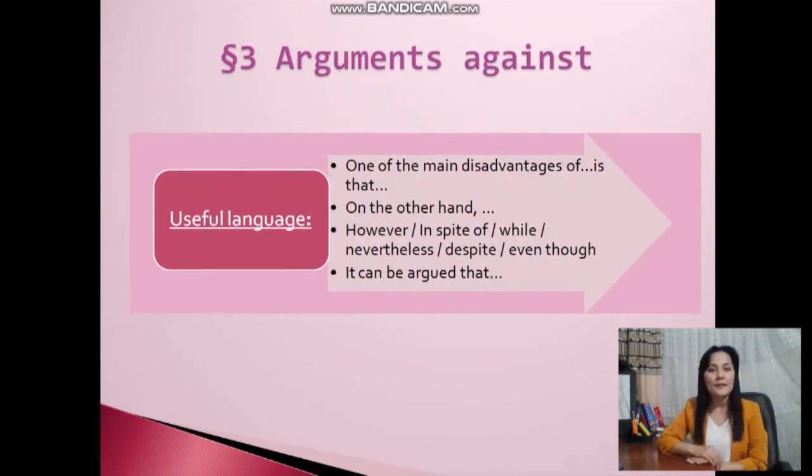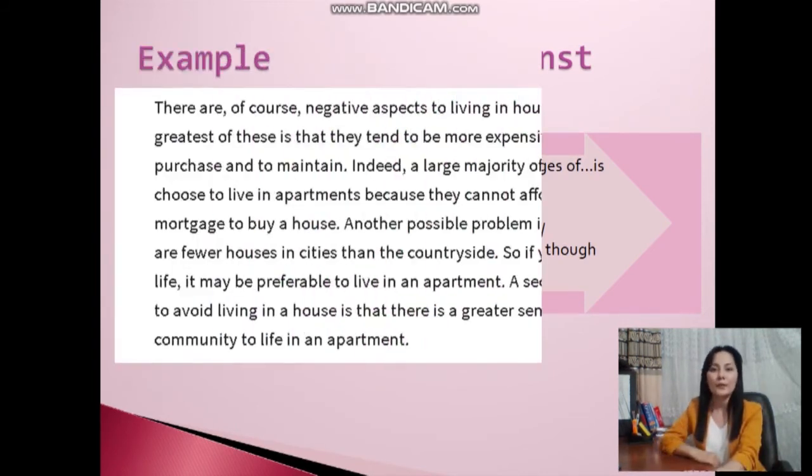Next paragraph, this is arguments against. In this paragraph, you should write about disadvantages of the topic. And to list disadvantages, you can use such expressions as one of the main disadvantages of, on the other hand, however, in spite of, while, nevertheless, despite, even though, it can be argued that. And here is an example.